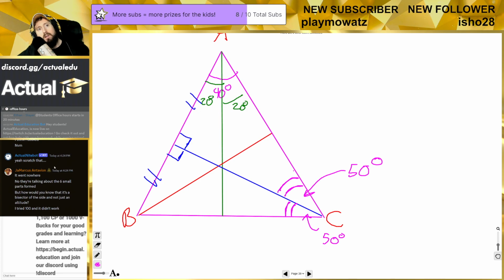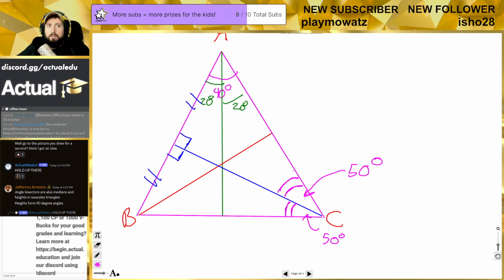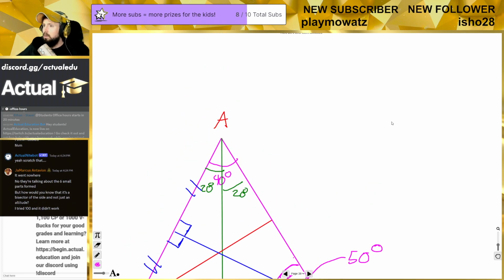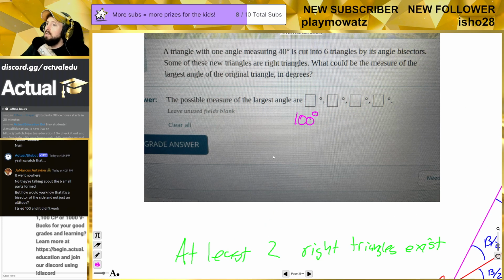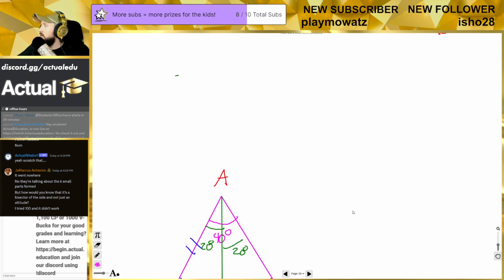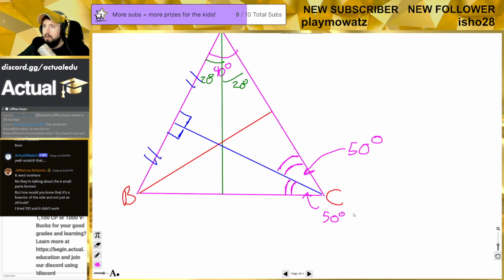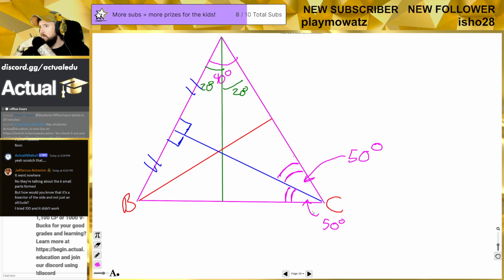But how do you know that it's a bisector of the side and not just an altitude? Well, no. 100 is only one of them. There's a couple answers, right? Don't we have to? Oh, leave unused. Yeah. No. I think there are more than 100. I think 100 is not the only one. Or maybe it is. Maybe it is the only one.